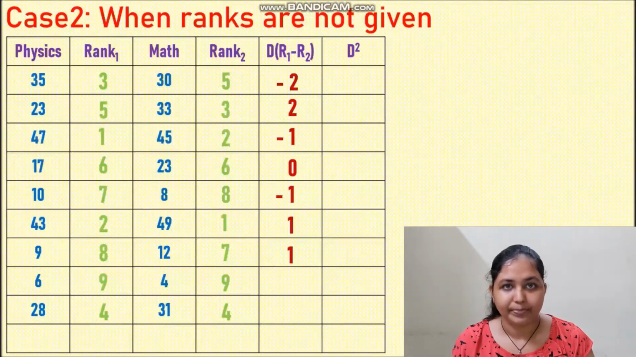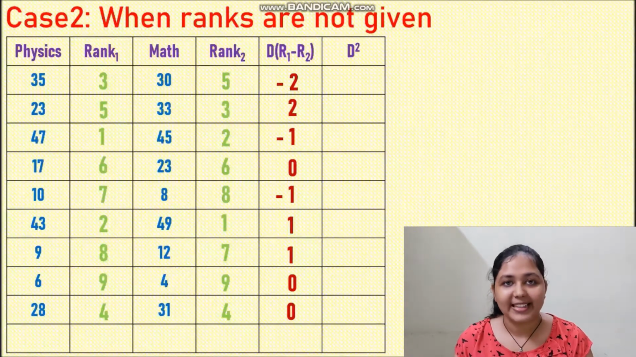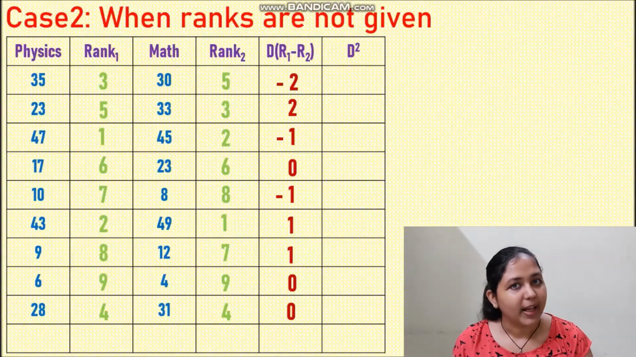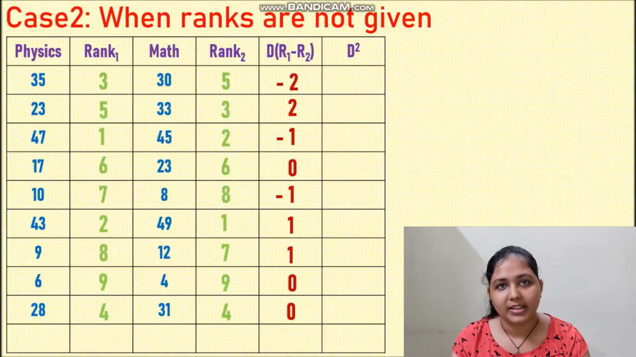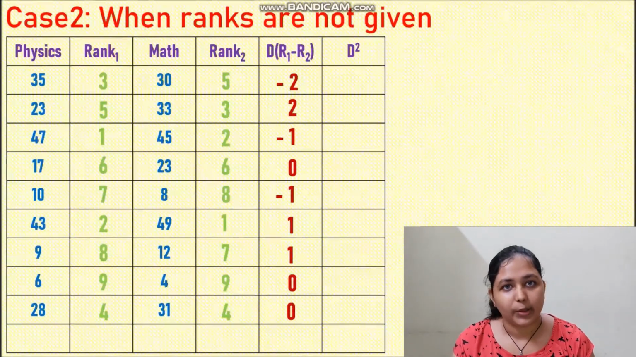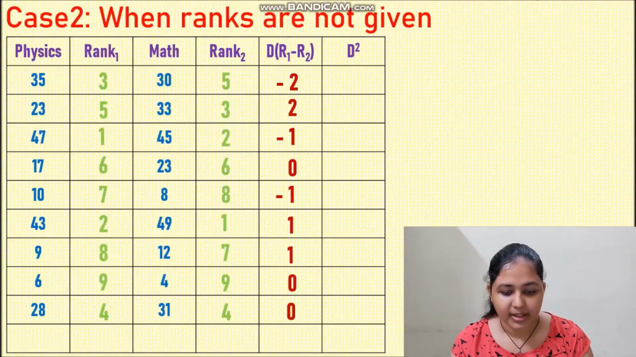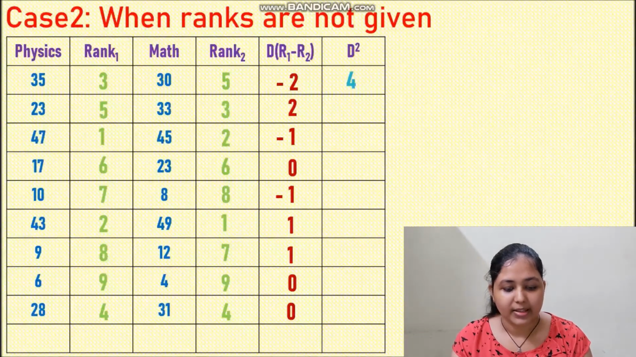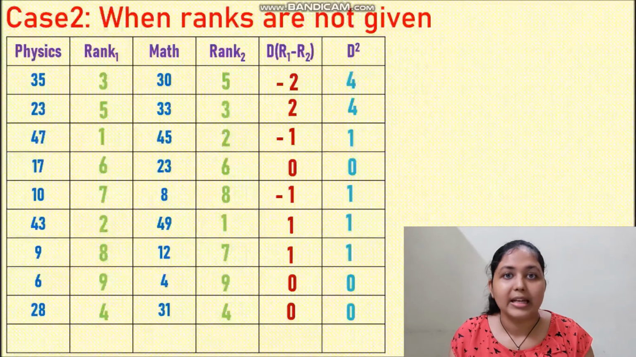Now the last step that's related to these columns is to find out D square. So to find out D square, we're going to multiply the value of D twice. So first one, minus 2. So minus 2 multiplied twice, minus gets cancelled, and 2 2's are 4. Similarly, we'll quickly multiply the remaining values that we have here, and that's 4 and 1, 0, 1, and so on.